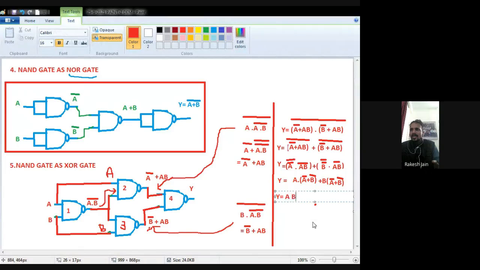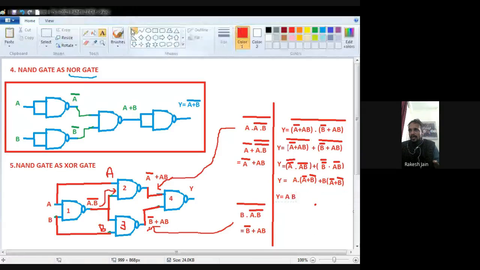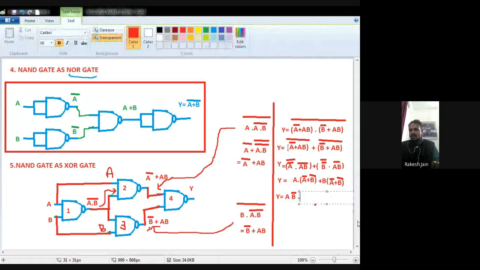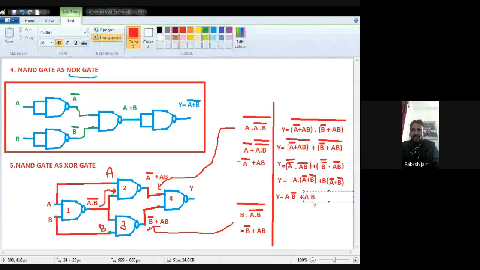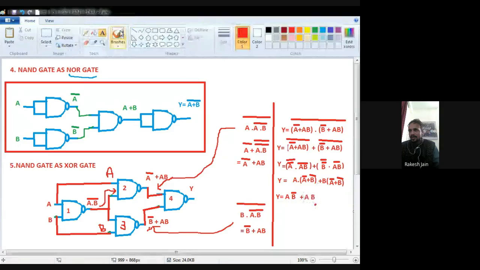Then A multiplied by B bar, that is A B bar, then plus A bar B, then plus A bar B, or we can say A B bar plus A bar B. Then B multiplied by B bar, that is 0.